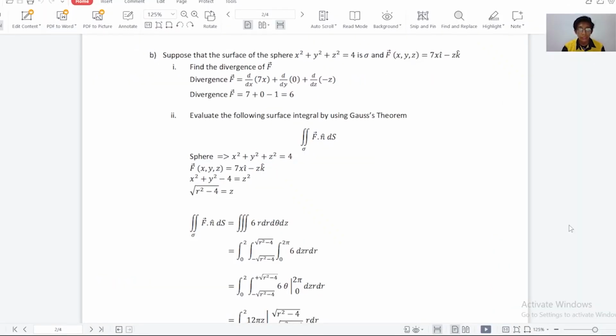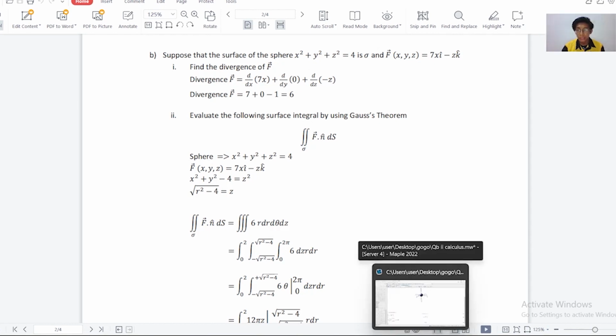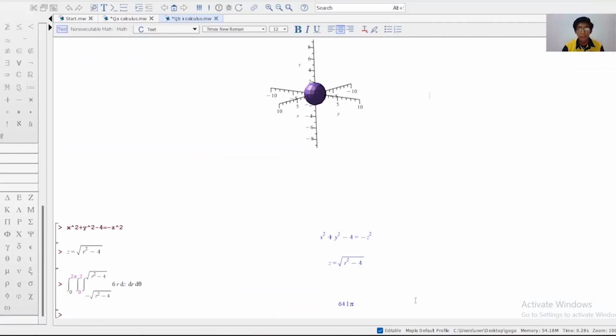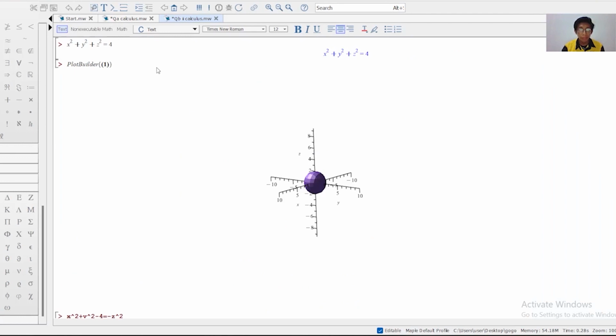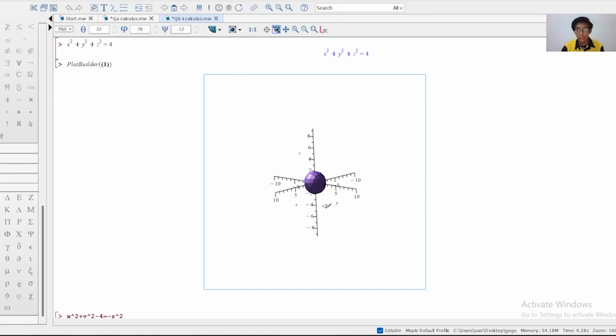So next is B2. The question is to evaluate the following surface integral by using Gauss theorem: double integral of F dot n dS. So I'm using Maple software too. First we input x squared plus y squared plus z squared equal to 4. And then we get this 3D graph. The radius is 2.